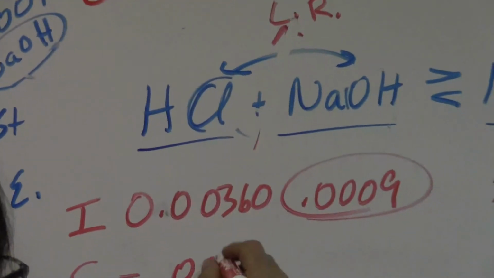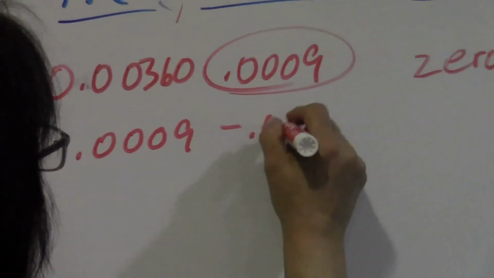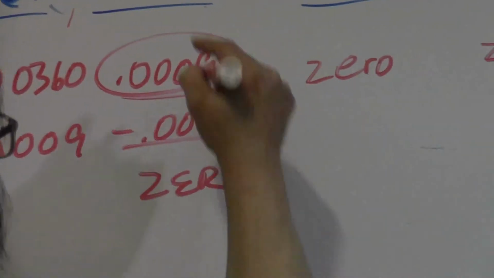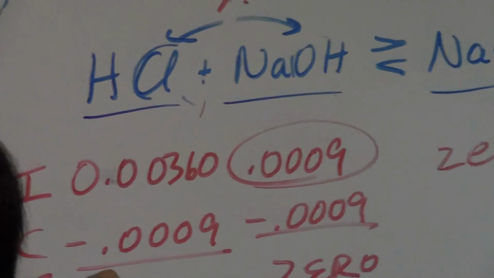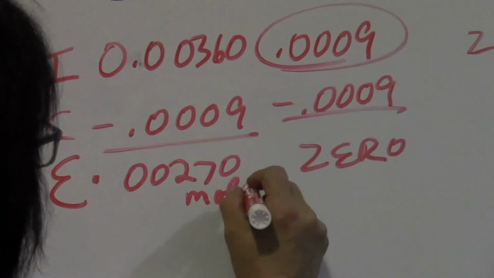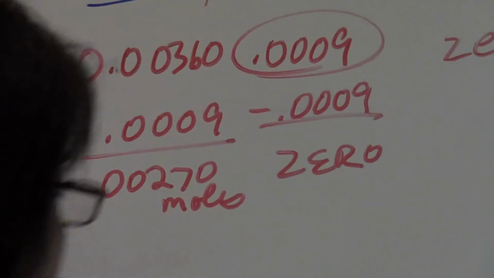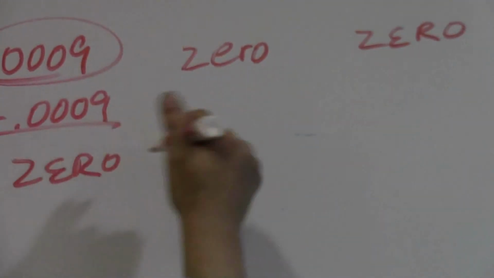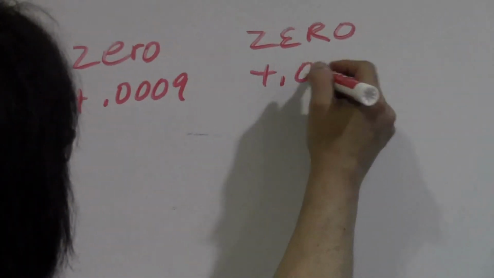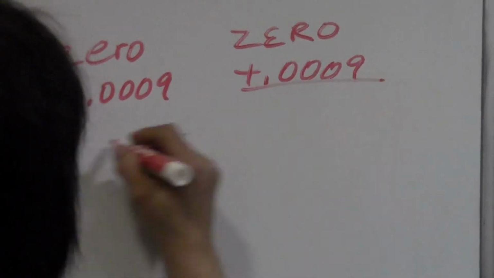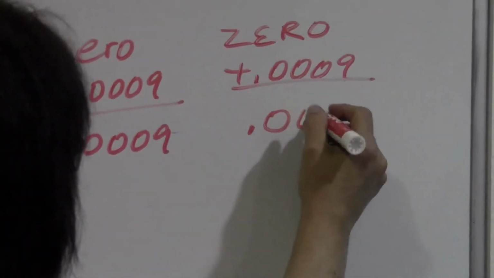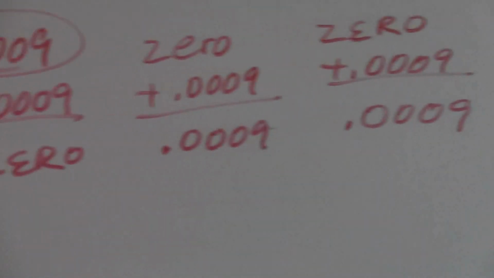We're going to subtract 0.0009 from both of these. We end up with 0 moles of NaOH, and we end up with 0.00270 moles of HCl. Now here we're going to add the limiting reagent. And we end up with 0.0009, 0.0009. Now this is where it gets tricky.